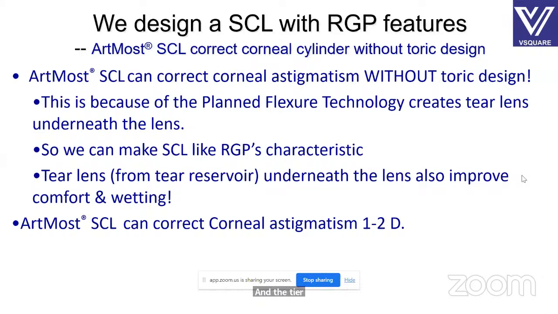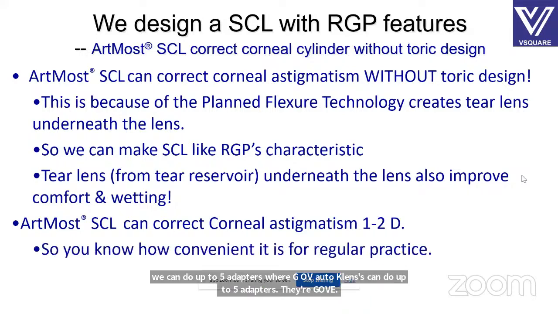And these lenses can be done for up to 1 to 2 diopters of astigmatism and 15 diopters of myopia. Whereas with regular ortho-K lenses, we can do up to 5 diopters, and GOV ortho-K lenses can do up to 10 diopters of myopia as well as 3 diopters of astigmatism.